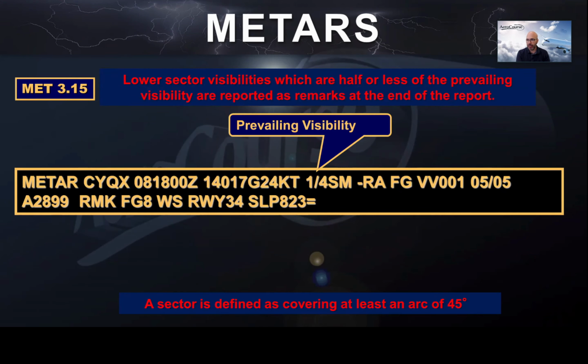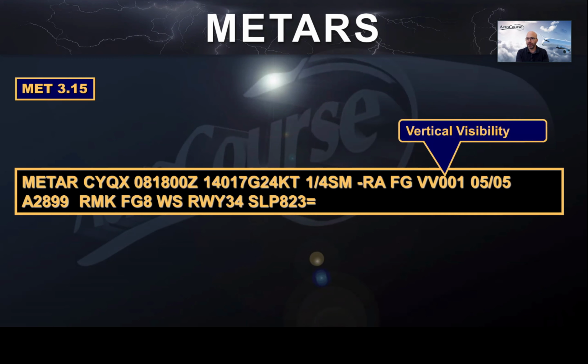Visibility is always prevailing visibility, which means the person measuring the visibility looks at an arc at least 45 degrees wide, and whatever the visibility is in that direction, that is the prevailing visibility. Because it could be different in different directions, they look at the majority, the prevailing. Vertical visibility is in hundreds of feet, of course. It's illustrated like this, VV100.